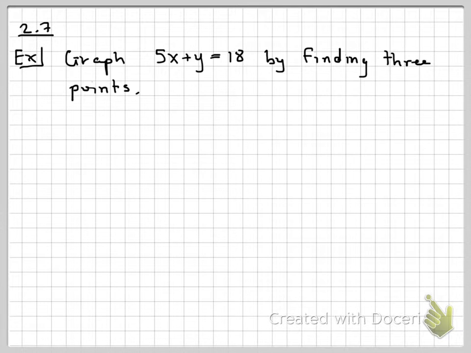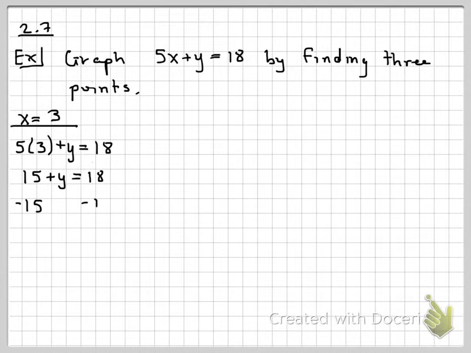Alright? And so what we want to do is we just want to pick random values for either x or y. In this case I'm just going to use x. And so for the first one, we're going to use x equals 3. And so we're just going to plug 3 in for x. That's going to give us 5 times 3 plus y equals 18. And then we're just going to solve that equation. So 5 times 3 gives us 15 plus y equals 18. We're going to subtract 15 on both sides, and we get y equals 3.